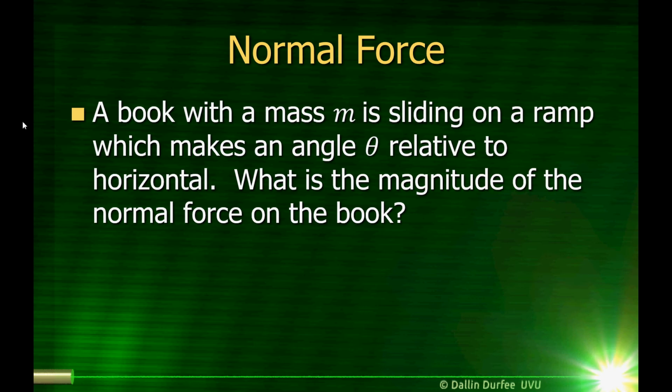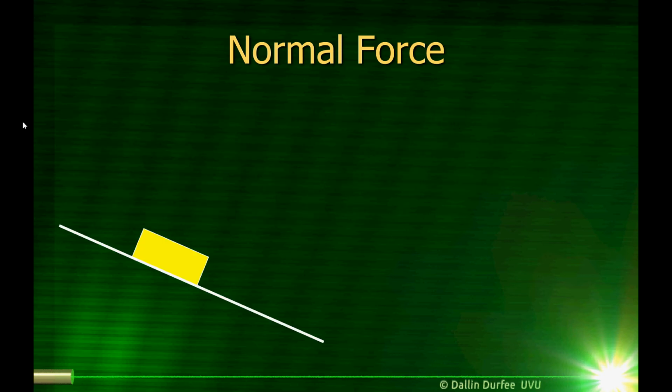Okay, let's do something a little more complicated. A book with a mass m is sliding on a ramp which makes an angle theta relative to horizontal. What is the magnitude of the normal force on the book? All right, so now here's our free body diagram. The book is now on a ramp which is at an angle theta relative to horizontal. The normal force is normal to the ramp. It's perpendicular to the surface, but gravity is still straight down.